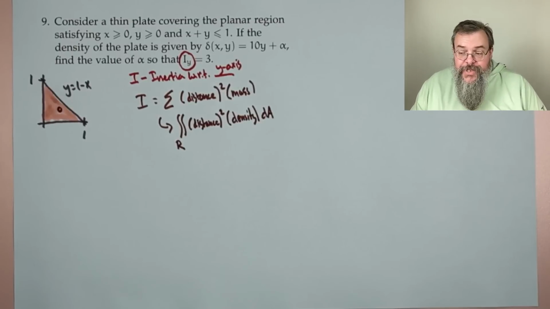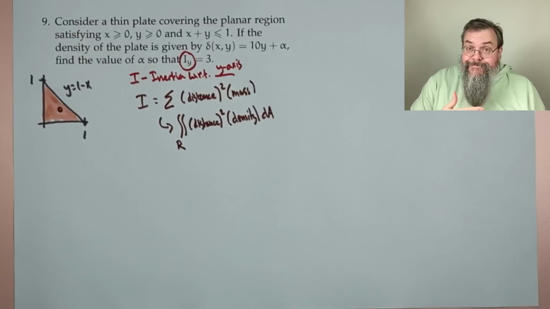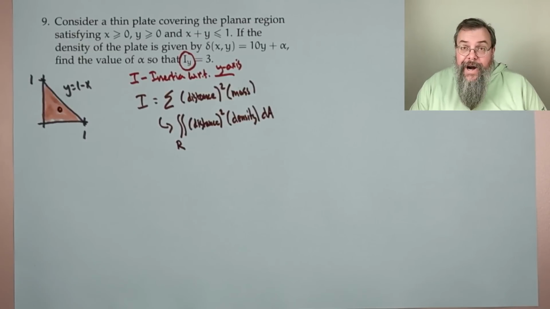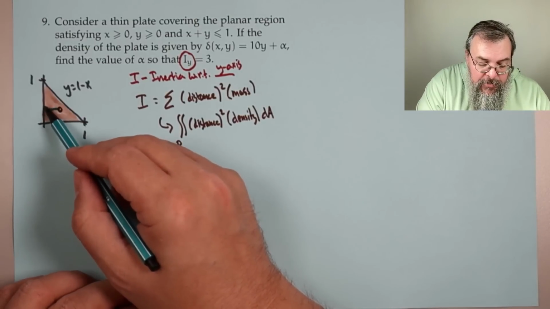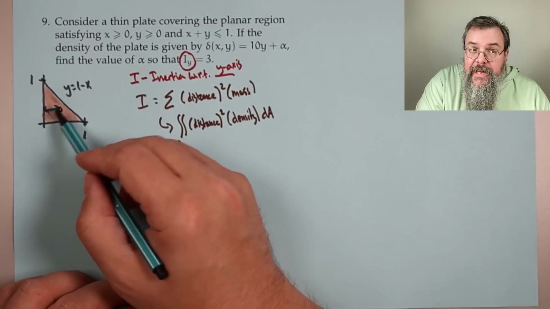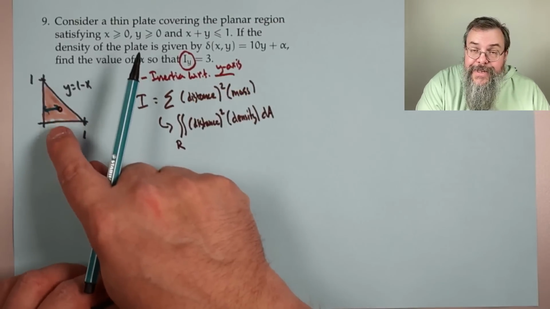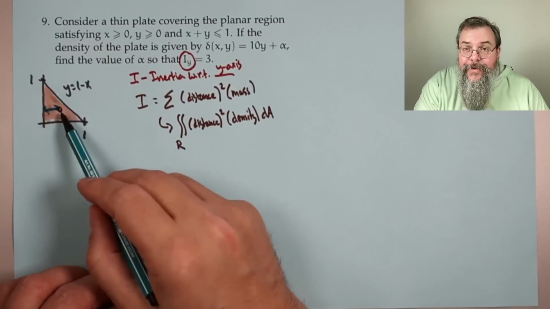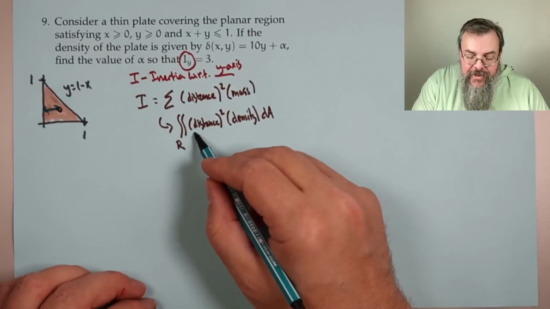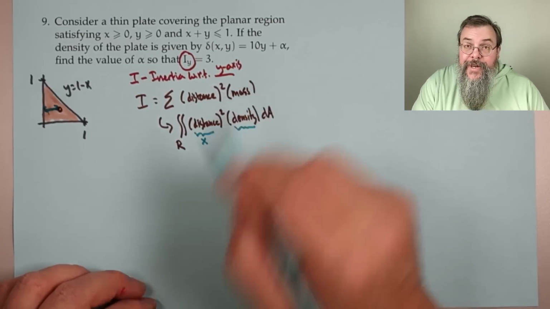Now, question, what is our distance? That's where we have to pay attention: with respect to what? Well, we're with respect to the y-axis. So if I want to go to the y-axis, that means my distance is this length here. So the distance is not y, it's x. x is how far over you are from the y-axis. So in our case here, this is x. What's our density? It's 10y plus alpha.